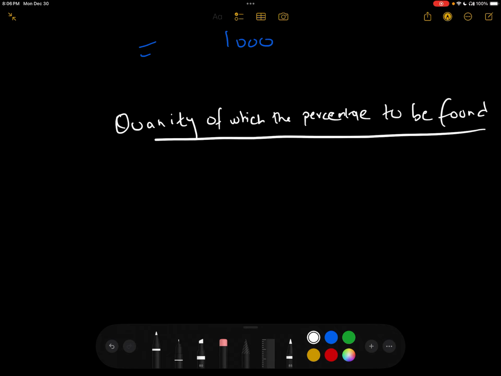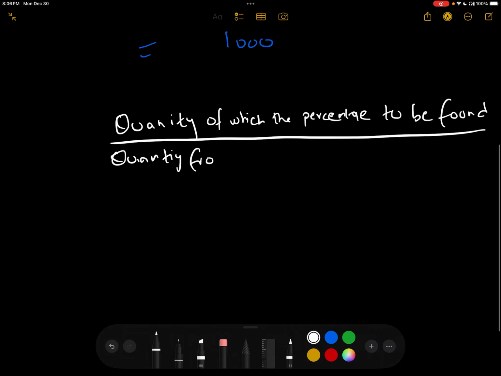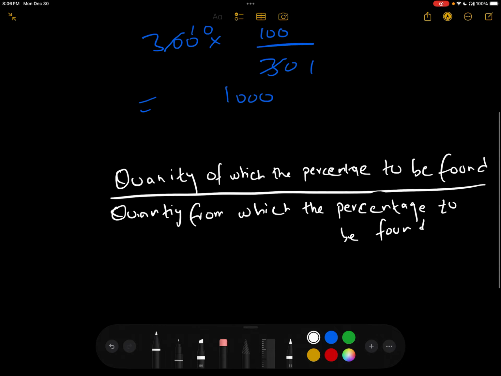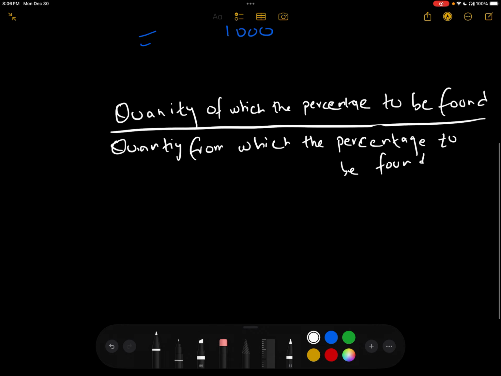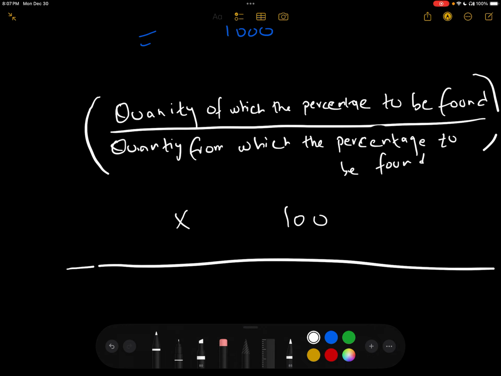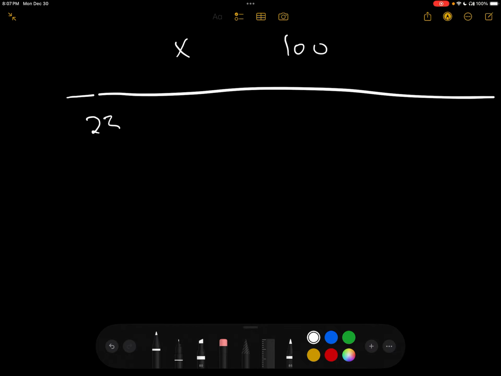And I will divide this quantity with the quantity from which the percentage has to be found, and then we will multiply this ratio with 100. Multiply with 100.